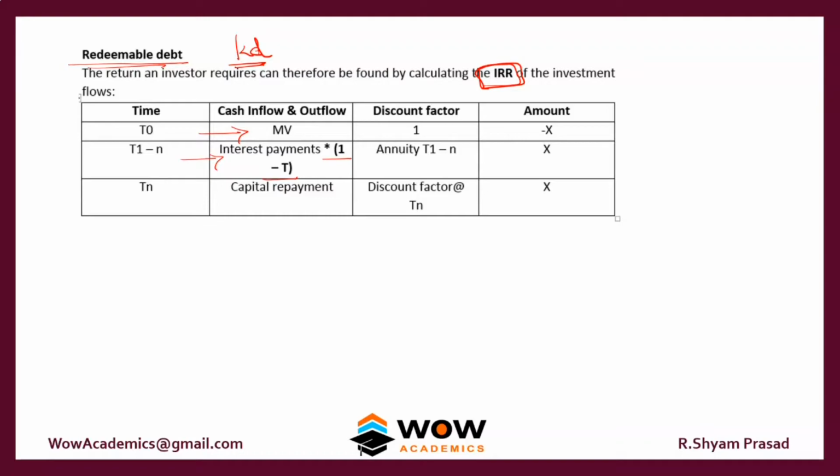Usually the question will ask you post tax only, so 1 minus T will be there. And the last number is capital repayment. So we have to do these things: annuity factor, discount factor, and these amounts. So we'll just look at how it works.